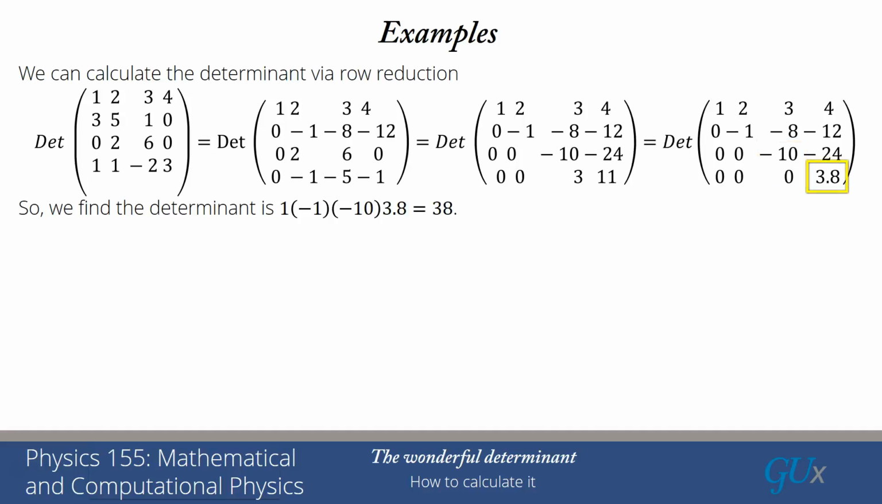is the 3.8. And if you notice, what this does is I actually just take the product of the diagonal elements. So whenever I've got a matrix in the row-reduced form, all I have to do is take a product of the diagonal elements, and I will get the determinant. And so let's do that. I get 1 times minus 1 times minus 10 times 3.8, and I find out that the determinant is 38.